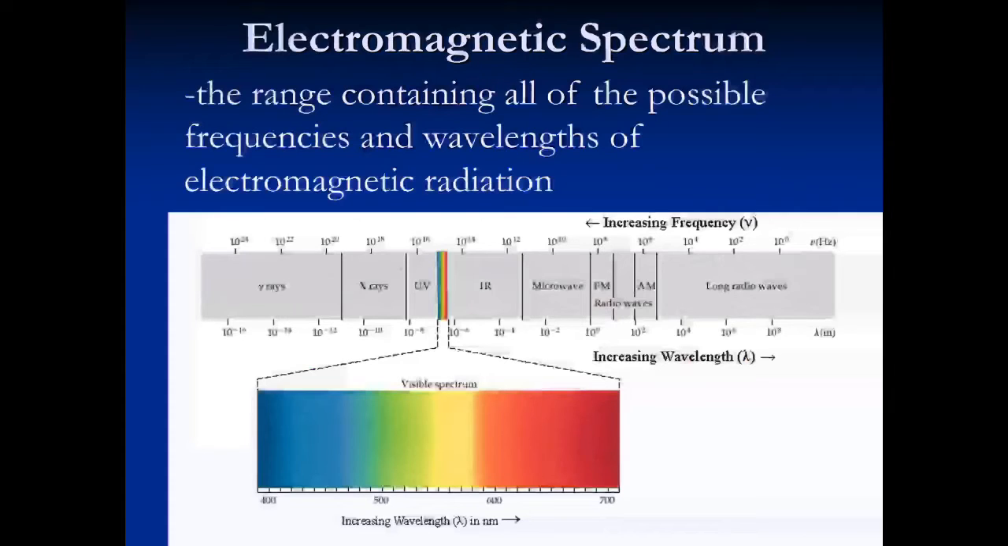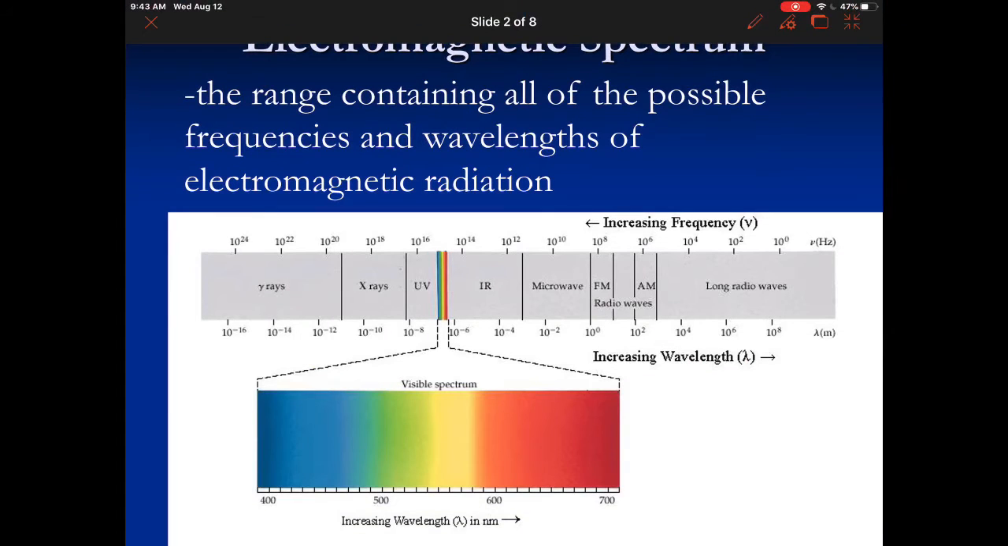Today we're going to talk about the properties of light. So light is part of the electromagnetic spectrum. The electromagnetic spectrum is a range containing all the possible frequencies and wavelengths of electromagnetic radiation, and light is part of that electromagnetic radiation. But what we can see is just a teeny tiny part of the spectrum.